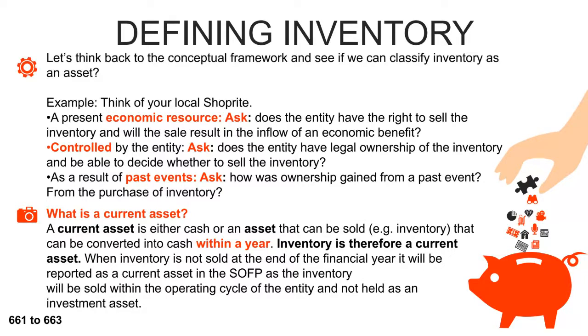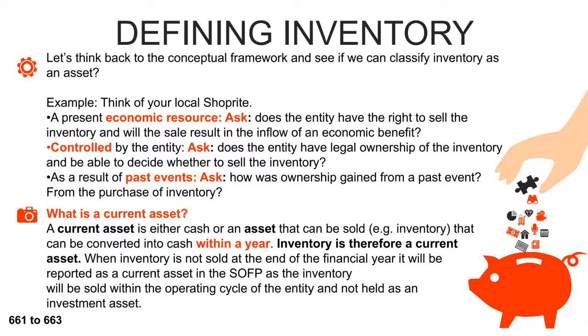And then the question is, what are the past events that gave rise to the inventory? The answer is that the buying or purchasing of the inventory is the past event, and that gave rise to the inventory. And so we can see that inventory is an asset, and therefore it will be classified as such on the balance sheet. The next thing that we want to ask is, is it current? Is it a current asset?